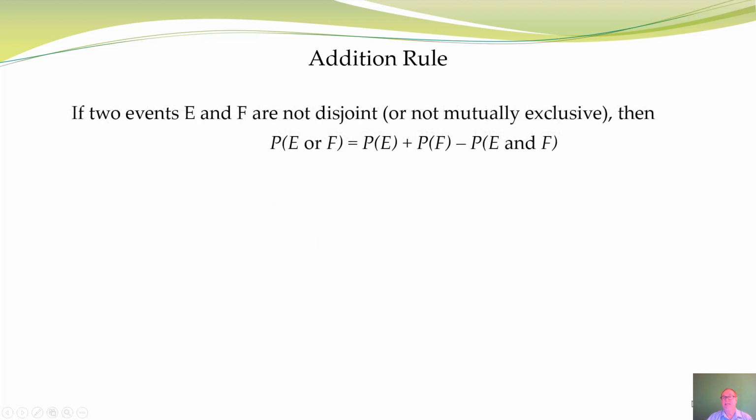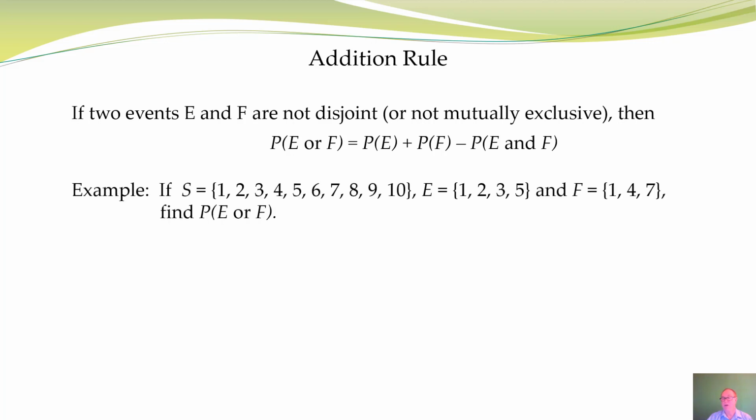Now, if two events E and F are not disjoint or not mutually exclusive, then the probability of E or F equals the probability of E plus the probability of F minus the probability of E and F. The reason that we're going to have to subtract this is we count that area that's common to both twice. So we've got to subtract it out once.